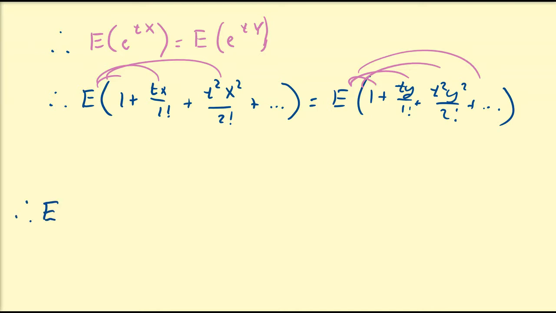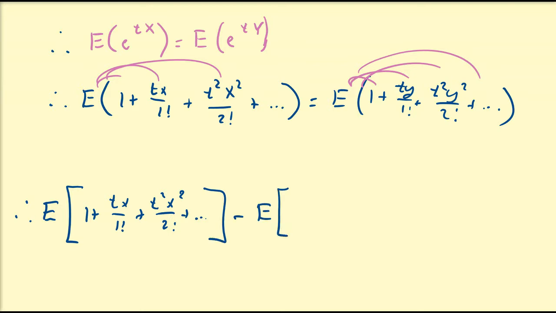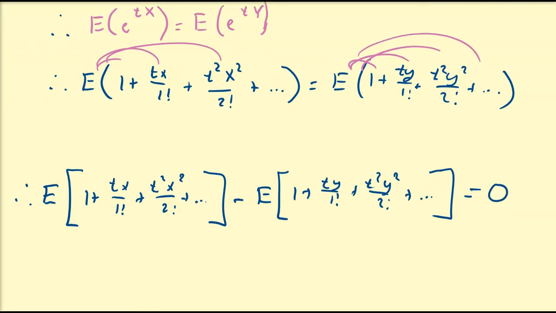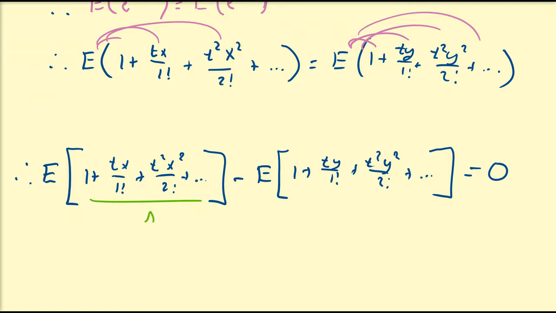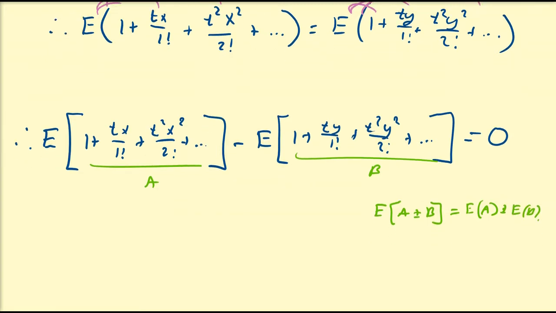So we can rewrite this as the expectation of 1 plus tx over 1 factorial plus t squared x squared over 2 factorial plus and so on, minus the expectation of 1 plus ty over 1 factorial plus t squared y squared over 2 factorial plus and so on. And this must be equal to 0. By properties of expectations, this is like a random variable a and this is like a random variable b. We know that the expectation of a plus or minus b is precisely equal to the expectation of a plus or minus the expectation of b for any random variables a, b.